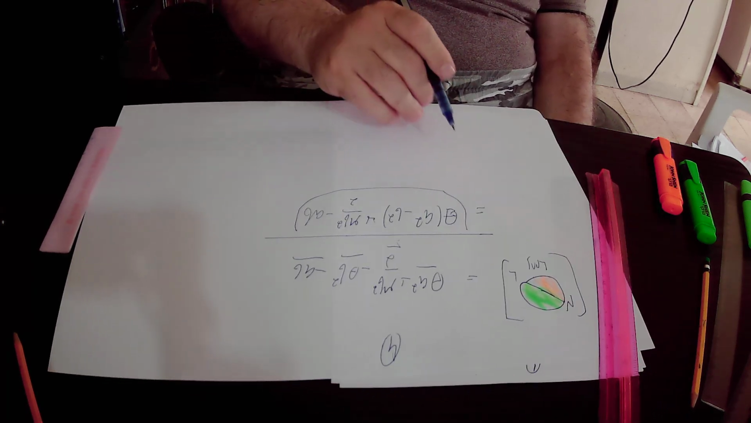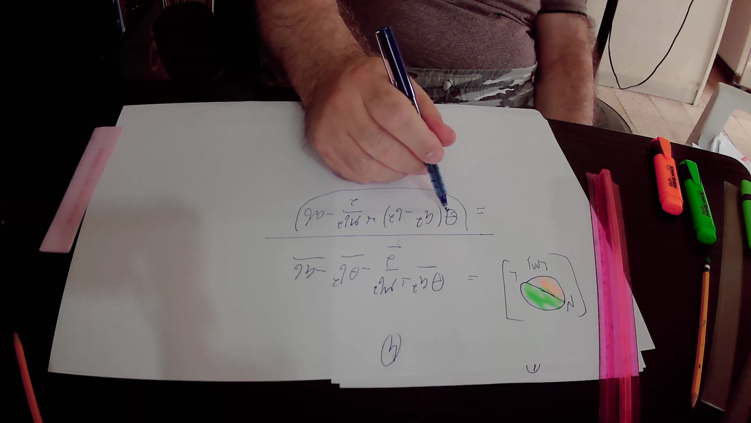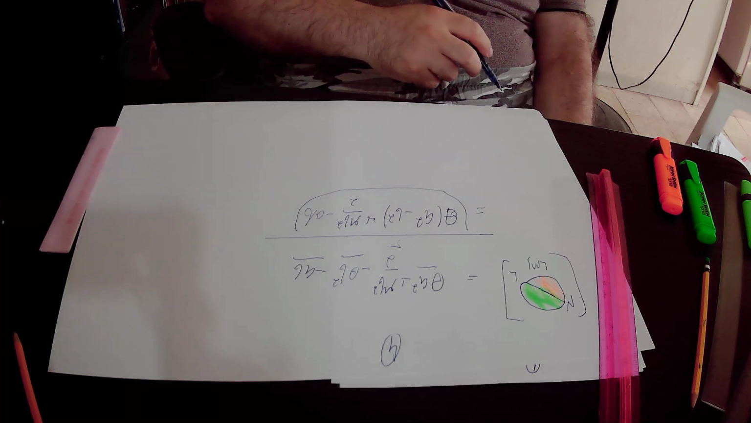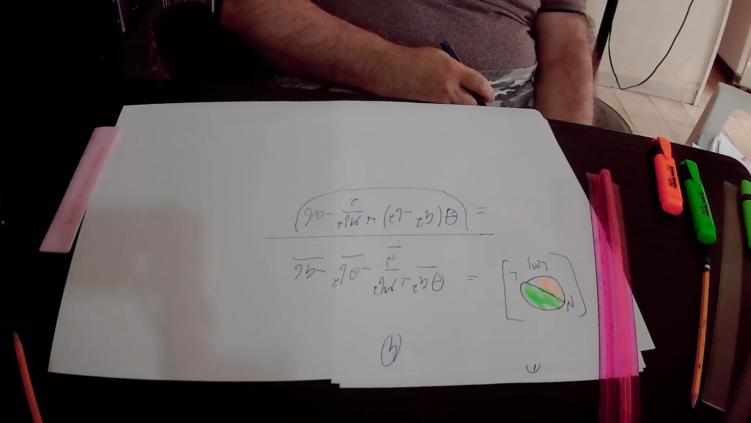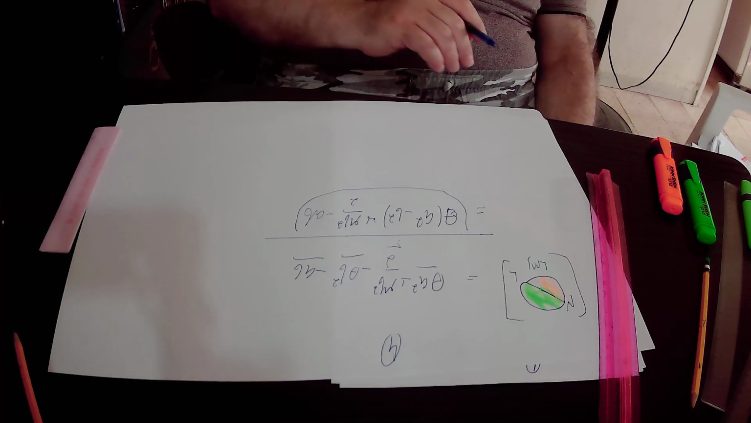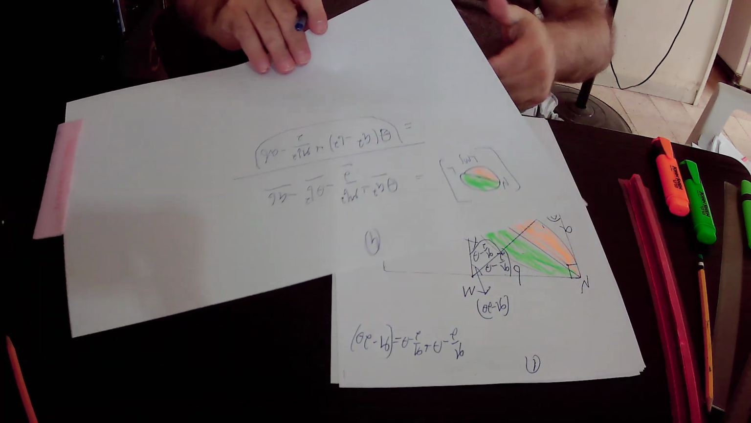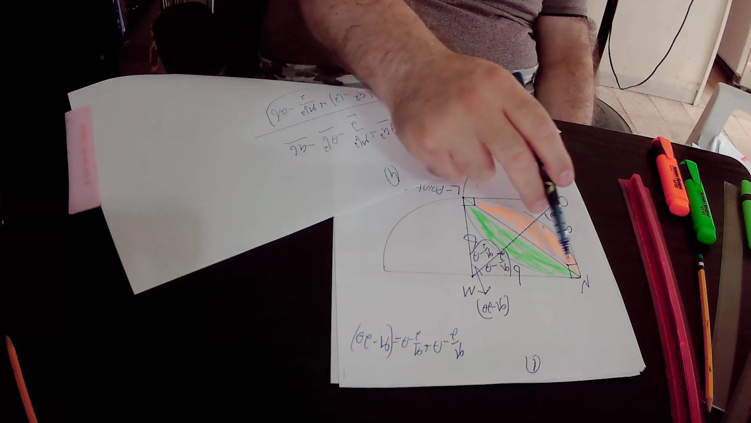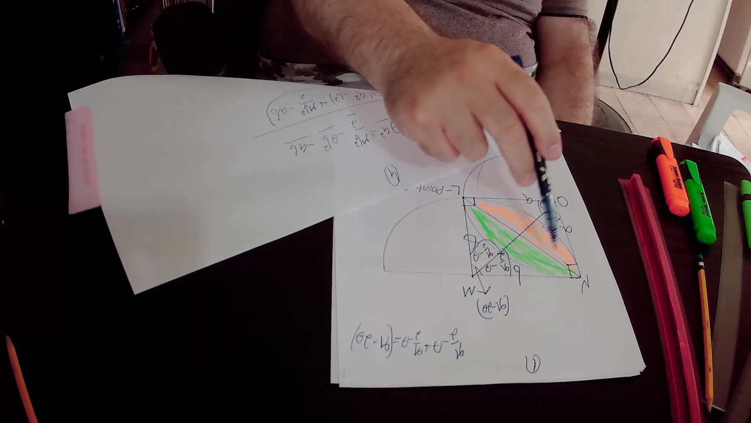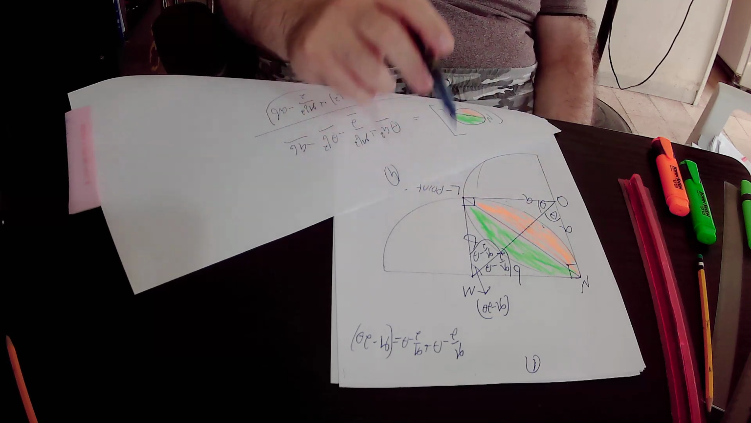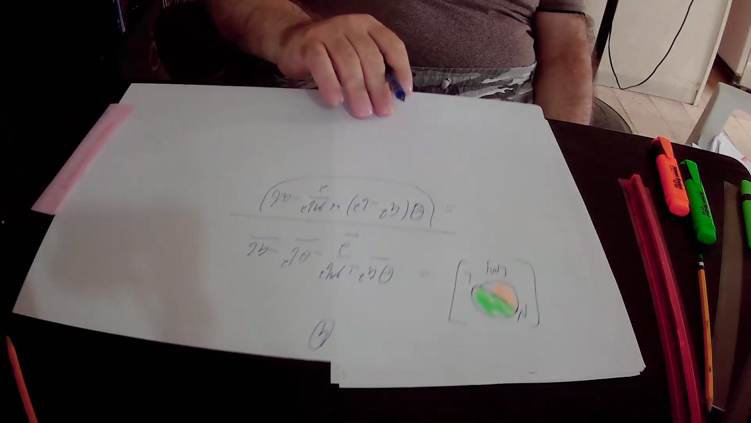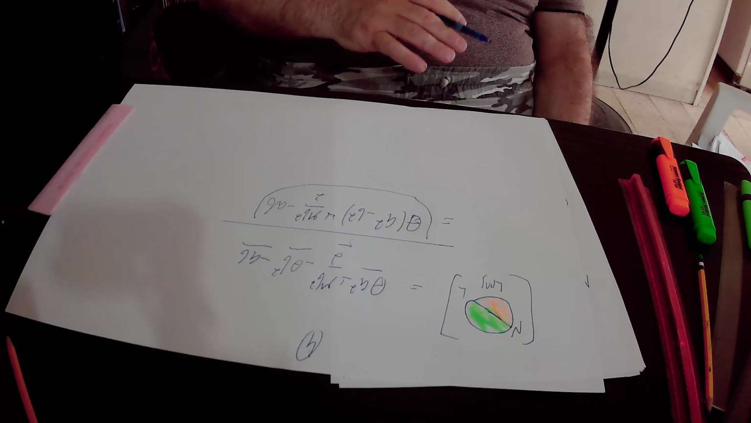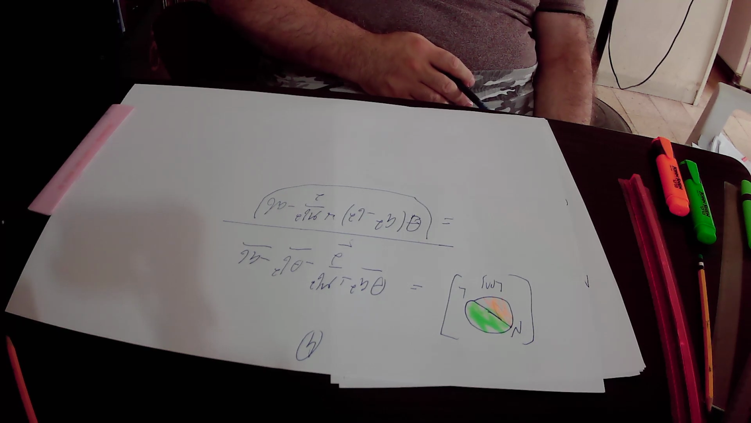But we want to eliminate theta here because we want to have a formula where the only variables will be A and B. I will remind you that A is the radius of this semicircle, while B is the radius of the other semicircle. So A and B are the radii of the two shapes.